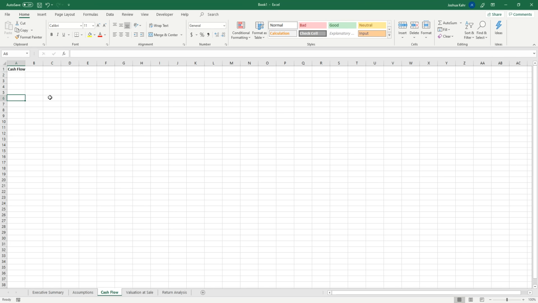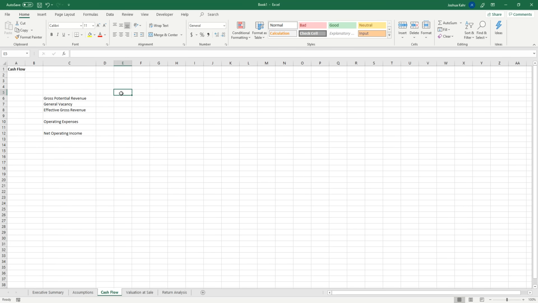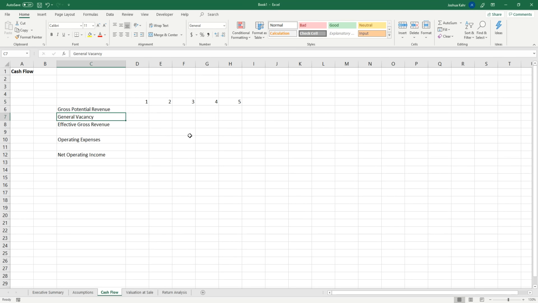Okay, so now we've got a cash flow page. Again, just boldface that. And I'm going to have gross potential revenue. I'm going to have general vacancy. That's going to get me to my effective gross revenue. We're going to have some operating expenses, and we're going to have net operating income. Cool. And because we need some years, I'm just going to put in like 1, 2, 3, 4, 5. I could do more years than that, but 5 years is perfectly fine. Let me just adjust this and zoom in a little bit.